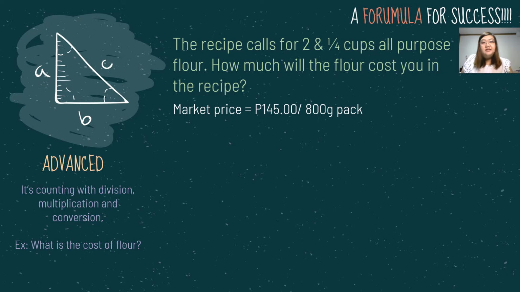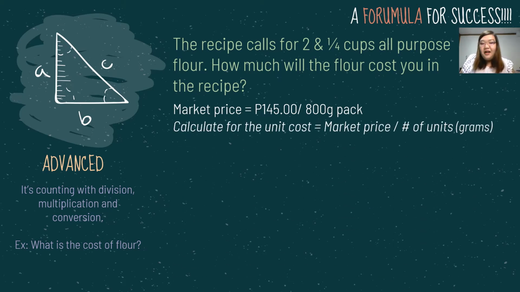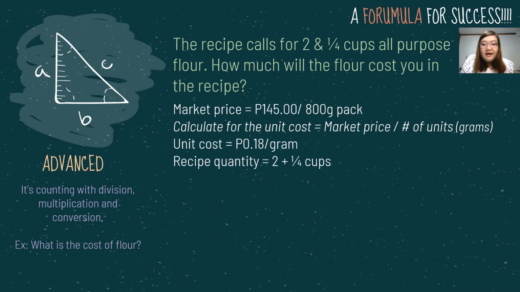Okay, so market price. You go to the grocery, you order online, and there are many different prices. So I just took one that is about in the midpoint so that we can practice. So 145 pesos per 800 gram pack of flour. Okay, so that is the price. How are we going to calculate for the unit cost? So market price again divided by the number of units. So 145 pesos divided by 800 grams to get the price per gram. So it's 0.18 or 18 cents per gram. So that's 0.18 pesos per gram of flour.